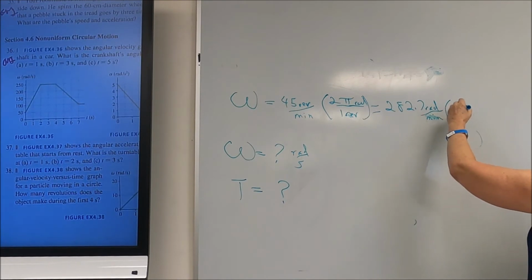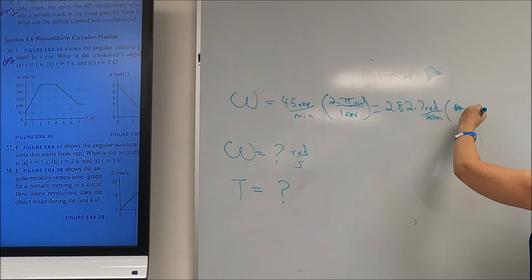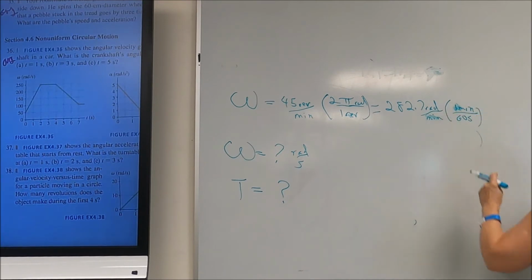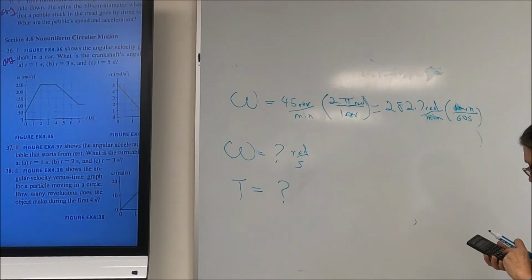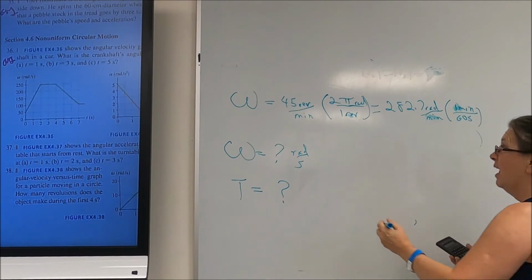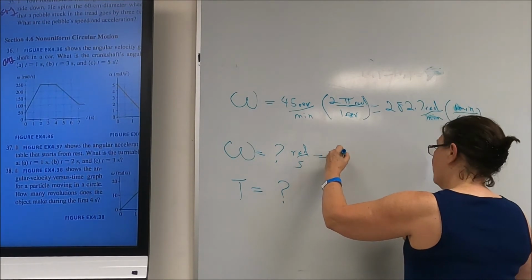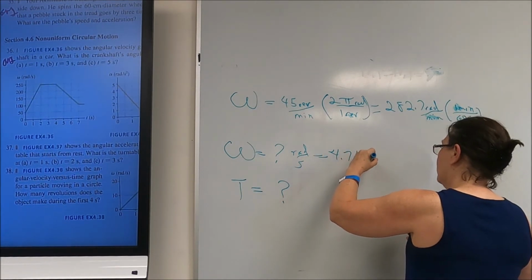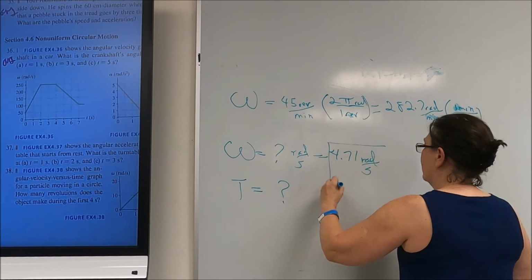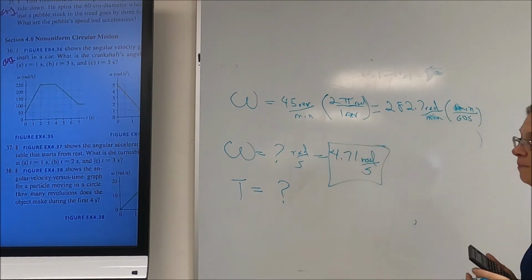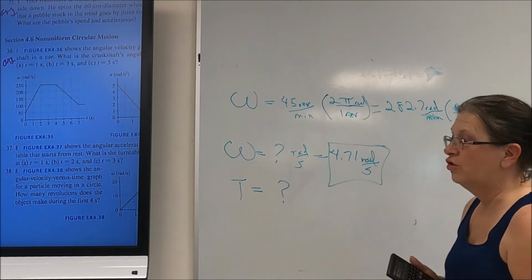So there are, for every 1 minute, there are 60 seconds. So I divide by 60. And I get an answer here of 4.71 radians per second. Okay? Now, period is the time that it takes to make 1 complete revolution.